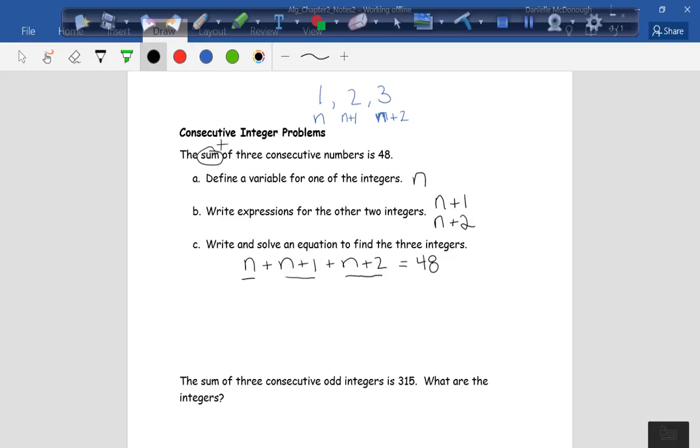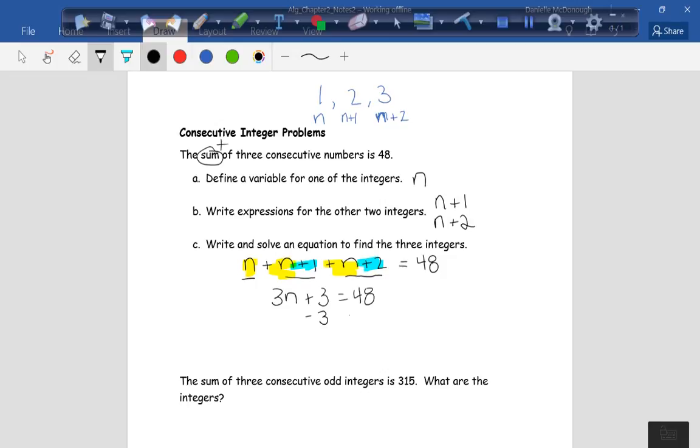So now I have this multi-step equation again that I can solve in order to find out what the 3 consecutive numbers are. The first thing I'm going to do is combine my like terms. I have an n, and I have an n, and I have an n. So if I combine those all together, that's going to be 3n. And then I also have a plus 1 and a plus 2. So that's going to be plus 3, and that equals 48.